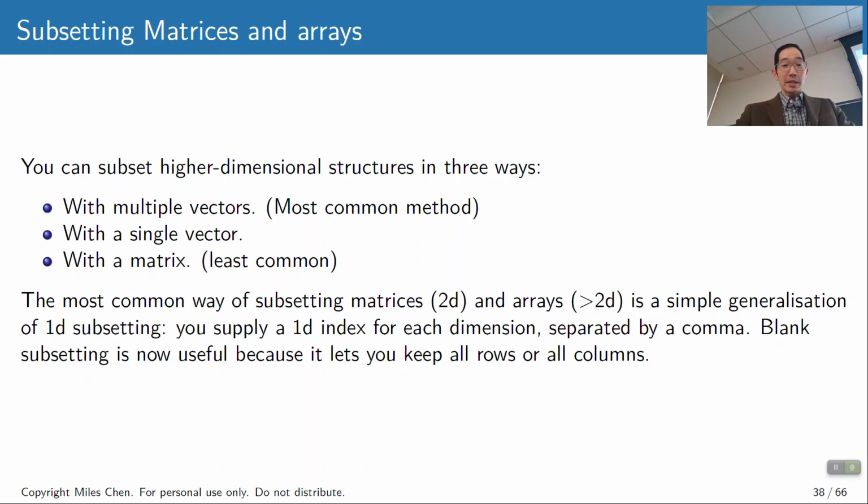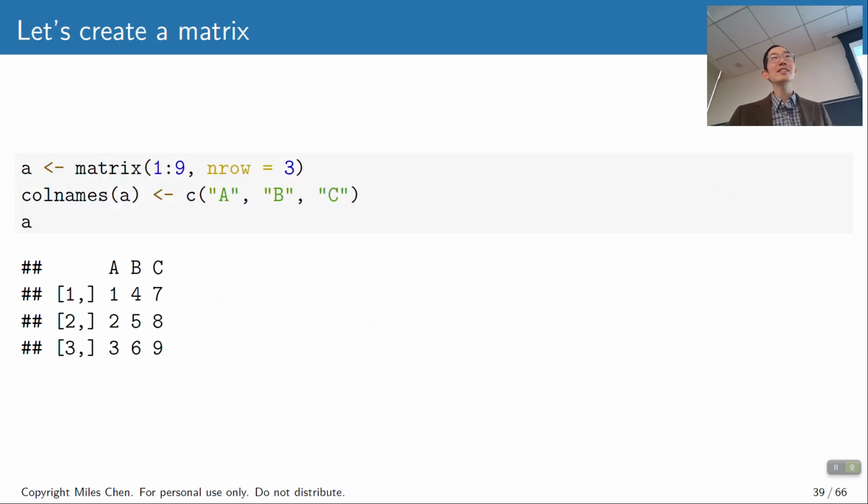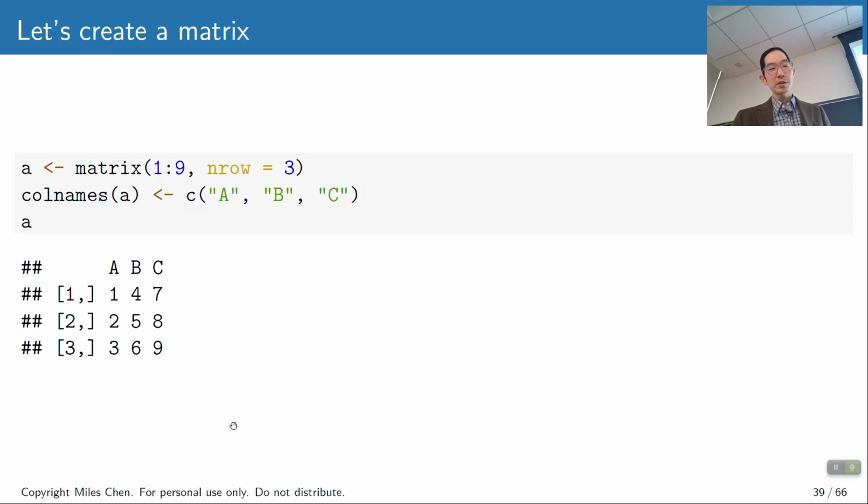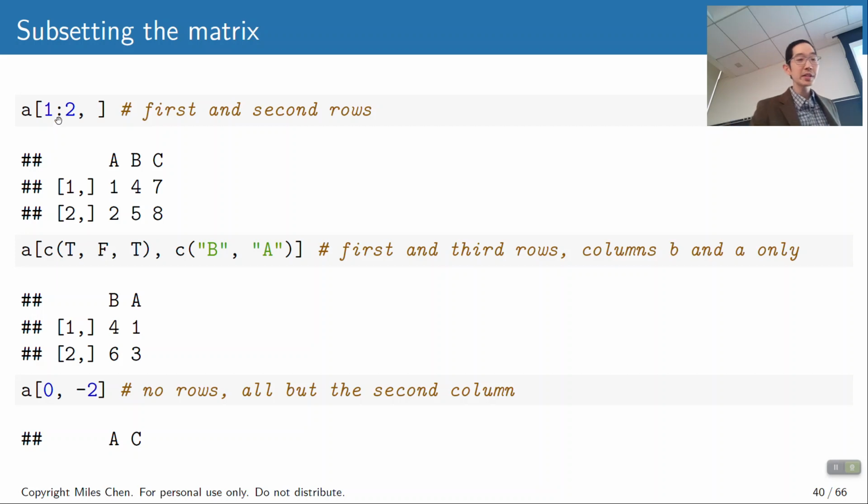I think you're familiar with subsetting matrices. You use a comma to say, I want these rows or these columns, but you can also subset them other ways. So here's a matrix. I've got rows 1, 2, 3, and columns A, B, C. You can use a comma, and you say, I want rows 1 and 2, and I want all of the columns. And you get the first 2 rows.